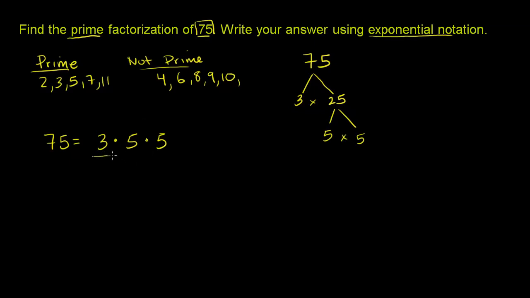So this is a prime factorization, but they want us to write our answer using exponential notation. So that just means if we have repeated primes, we can write those as an exponent. So what is 5 times 5? 5 times 5 is 5 multiplied by itself 2 times. This is the same thing as 5 to the second power. So if we want to write our answer using exponential notation, we could say this is equal to 3 times 5 to the second power, which is the same thing as 5 times 5.